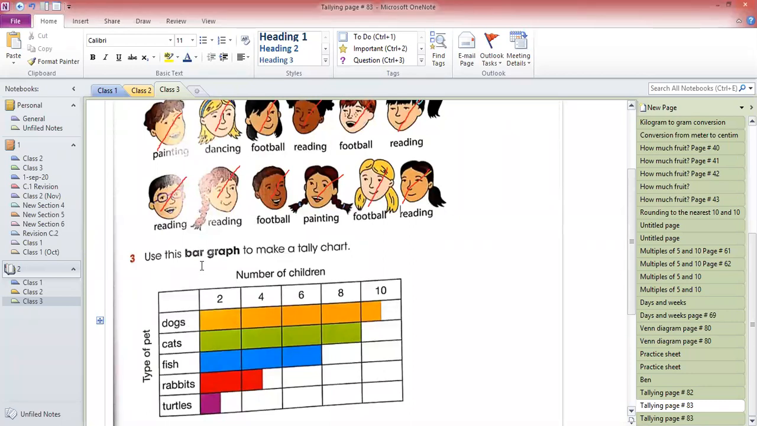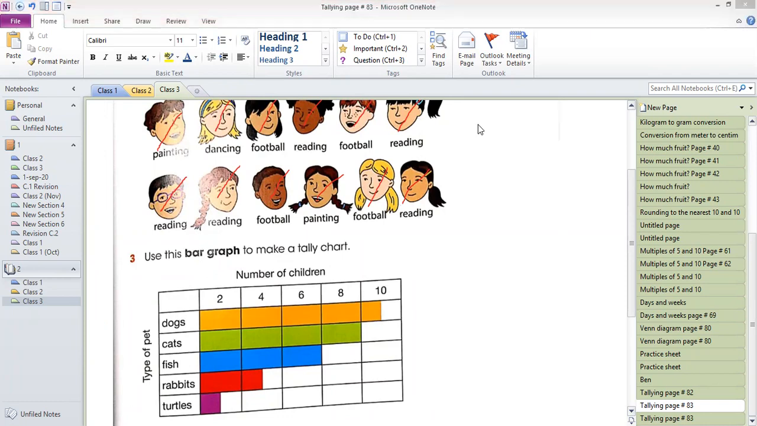Okay. The question 3 is about use this bar graph to make a tally chart. These are types of pet: dogs, cat, fish, rabbits, and turtle. Okay. So 6 children are having fishes. Every box is equals to 2. So 1 box equals to 2, 2 box equals to 4, 3 box equals to 6, 4 box equals to 8, and this is half. So half of 2 is equals to 1.